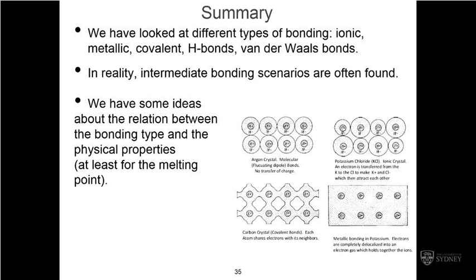Just made a little sketch here. This is, I think, from Ashcroft and Mermin. This is a crystal of argon here. So this is basically van der Waals interactions here. Here we have ionic bonding, where we've got potassium chloride. Before we had sodium chloride, but potassium behaves the same way as sodium here. You've got basically the electrostatic attractive interaction here.